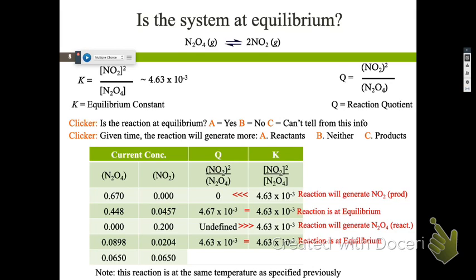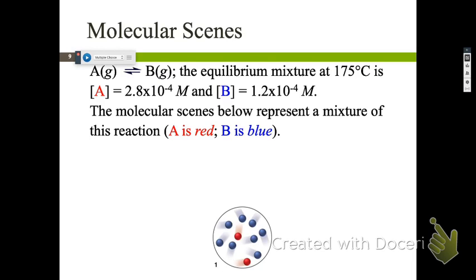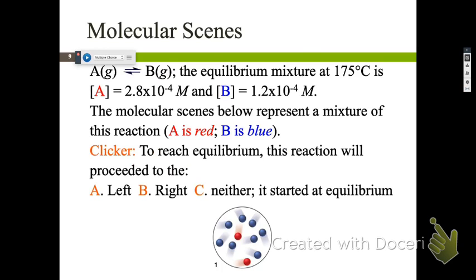What did you guys find the Q value to be? Did anyone do that yet? It is 0.065. All right? And so that is not at equilibrium. All right, let's do one very quick question here, and then we're going to jump to the last page. So here is a diagram that is red and blue, just like you guys have on your paper. Go ahead and decide if this reaction is at equilibrium, or if it needs to proceed to the left or to the right from where you see it right now. You have all the information you need.